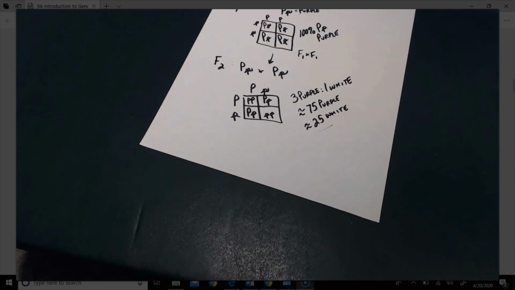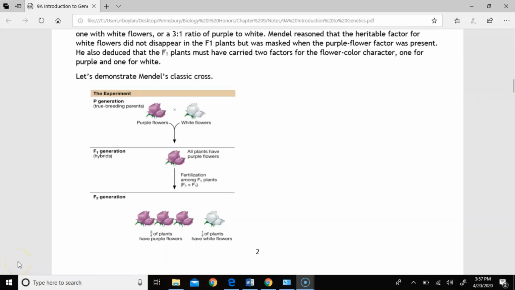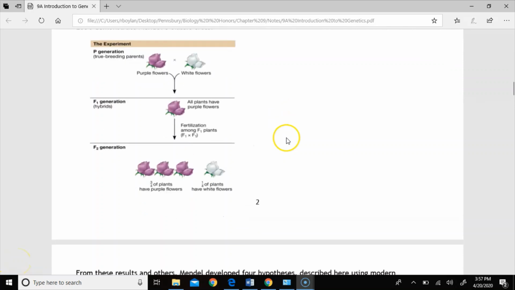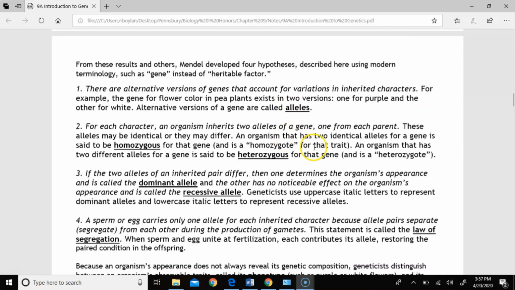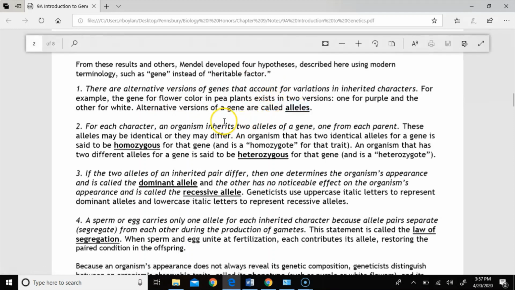Okay, so let's continue. Hopefully you were able to stick with me for that problem. Let's go ahead and keep moving on here. So for these results and others, Mendel developed 4 hypotheses. And we're going to use the newer words that we use today. All right, so there are alternative versions of genes. Mendel, of course, knew that right away. So, for example, flower color, there was purple and white. Alternate versions, and we call these things alleles. So that's very important for you to be able to use that word allele.